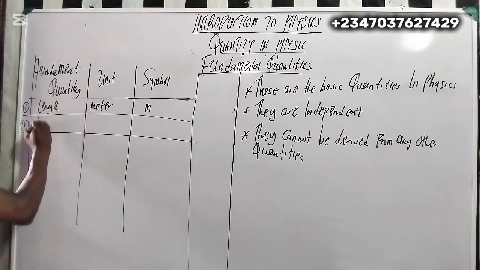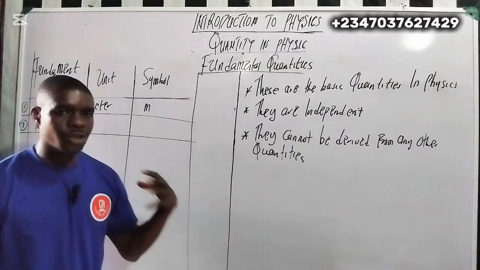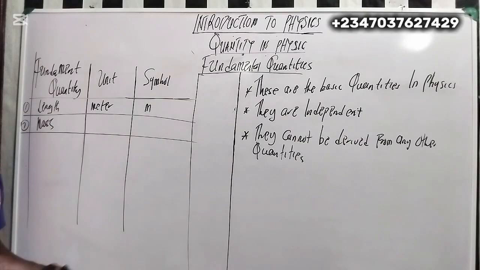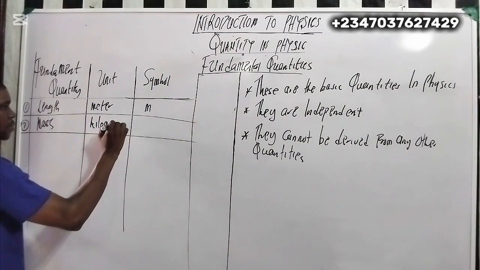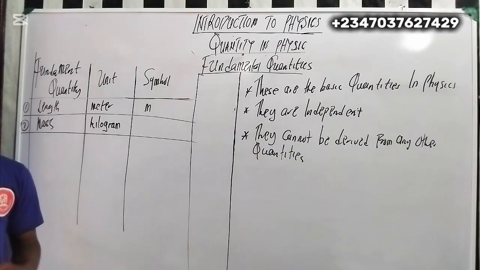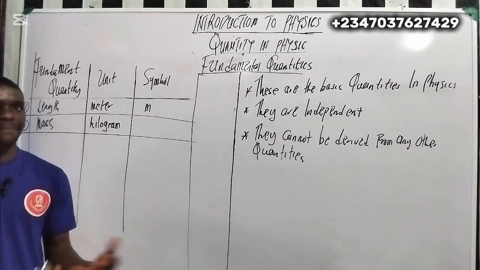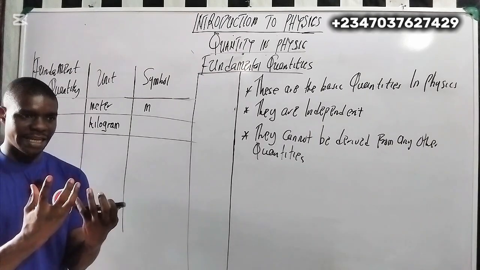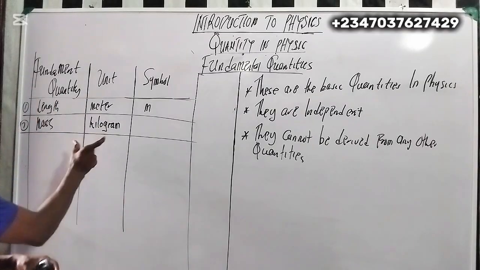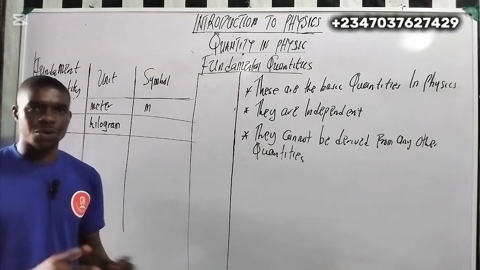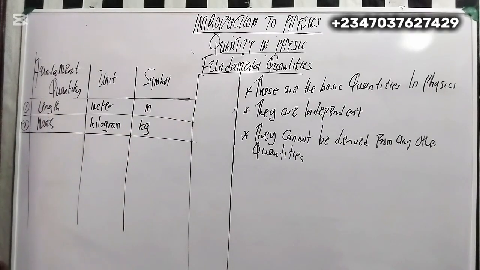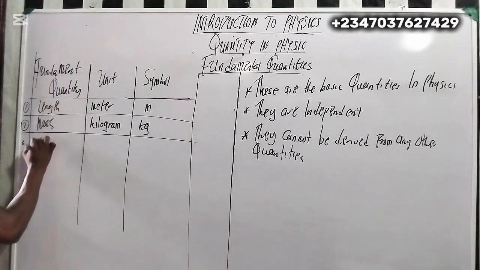Now the next one you need to understand is mass. Number two, mass. We are going to define all these things as we move on later in class. The unit of mass is kilogram. Although mass has other units, like the gram, the tons, the pounds, and the rest. But in physics, for uniformity and accuracy, everyone should understand each other. What they use is kilogram. But as we move further, you are going to see other units of mass. The symbol is kg.